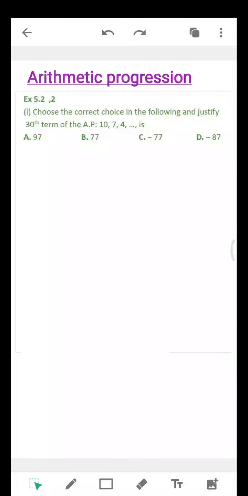Welcome back, students. In today's session we are going to see the second question of exercise 5.2. In this second question we have two bits. The first bit is asking: choose the correct choice in the following and justify. The 30th term of the AP. So we have to find the 30th term of this arithmetic progression.